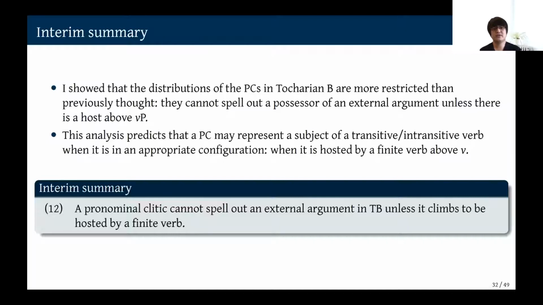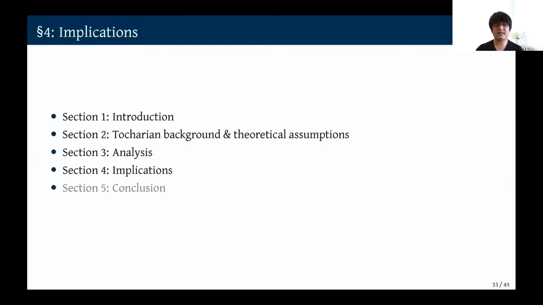So far, I showed that the distributions of the PCs in K and B are more restricted than previously thought. That is, they cannot spell out a possessor of an external argument unless there is a host above small vP. And this analysis predicts that a PC can actually represent a subject of a transitive or intransitive verb when it is in an appropriate configuration. In other words, when it is hosted by a finite verb above V. So this is my analysis, and it has some implications.